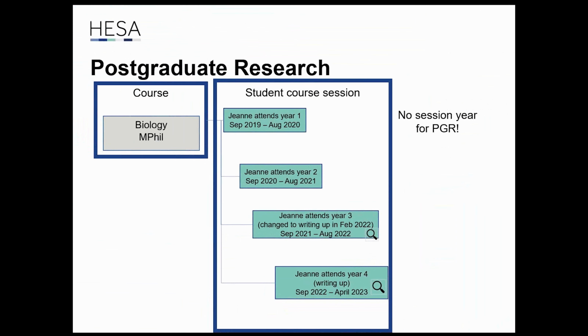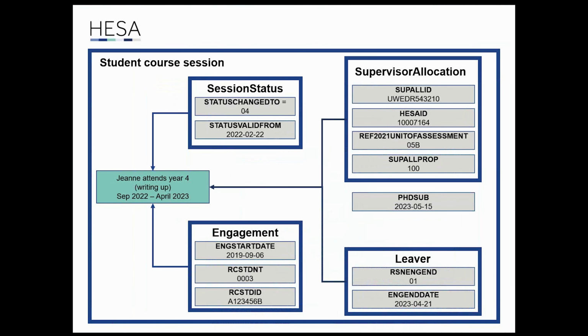But Jean continues writing up into a 4th Student Course Session. And so this Student Course Session was open for a year. They can't be longer than a year, so it's closed down at that point. But Jean is still writing up, so she needs a new Student Course Session to record that. Because she's still writing up, we would still expect to see a session status entity returned to say that. So we've still got a status change 2 of 04 to say she's writing up. We also have the same date. So even though that date is now before the start of this student course session, we still expect to see the same date because that's the date from which Jean was writing up.